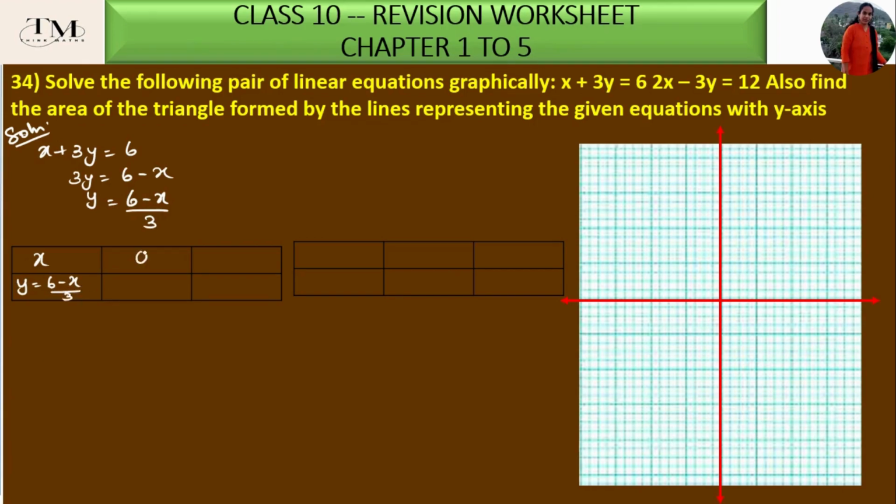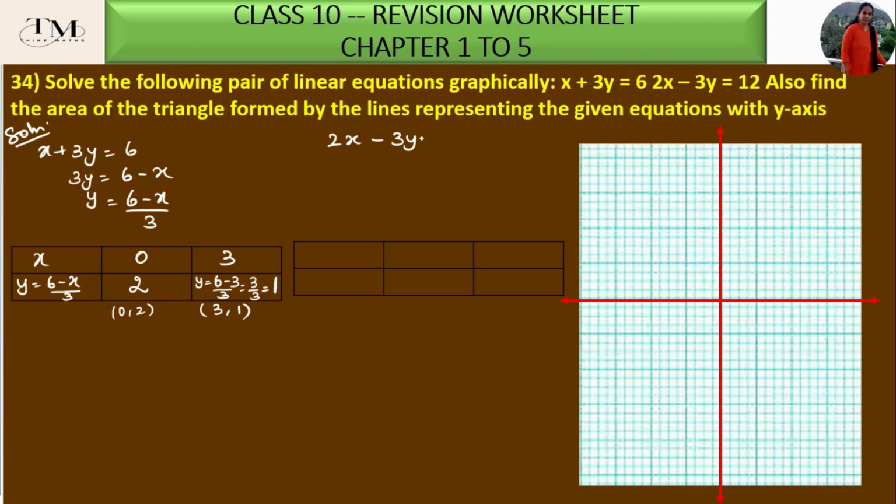If you put x is equal to 0 here, it will be 6 divided by 3, which is 2. Next let us take x is equal to 3. So x is equal to 3 means y will be 6 minus 3 divided by 3. 6 minus 3 is 3. 3 divided by 3 which is 1. So we have here 0, 2 and 3, 1. So in the same way, let us solve the second equation.